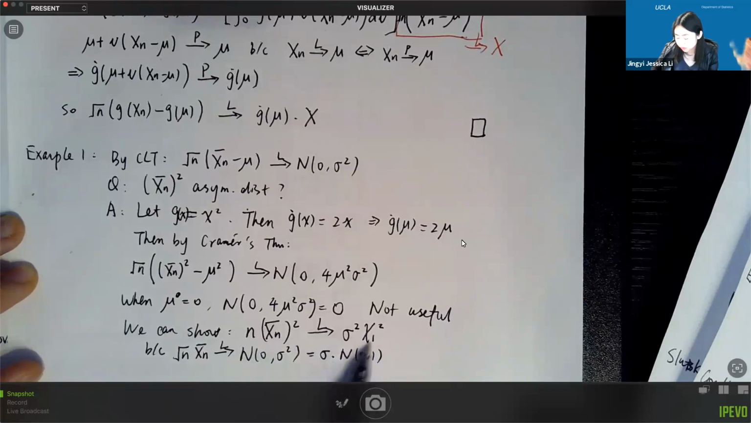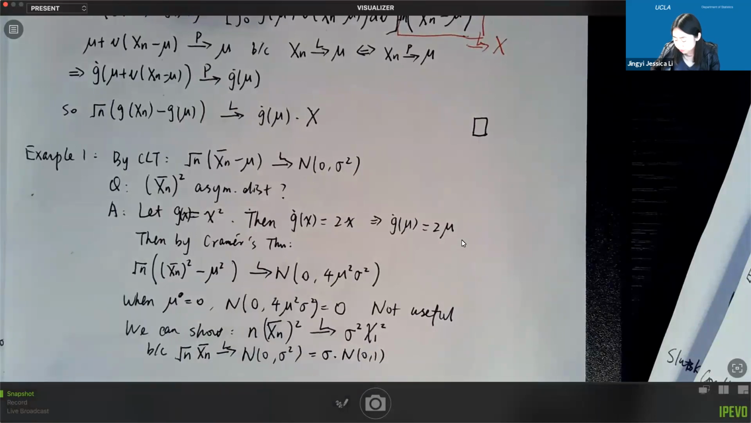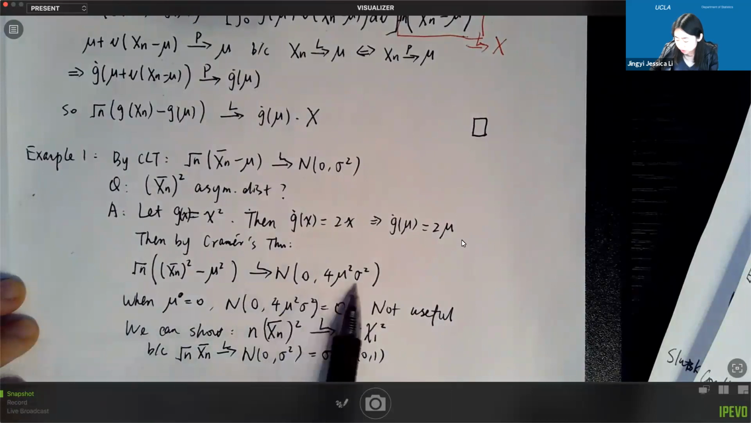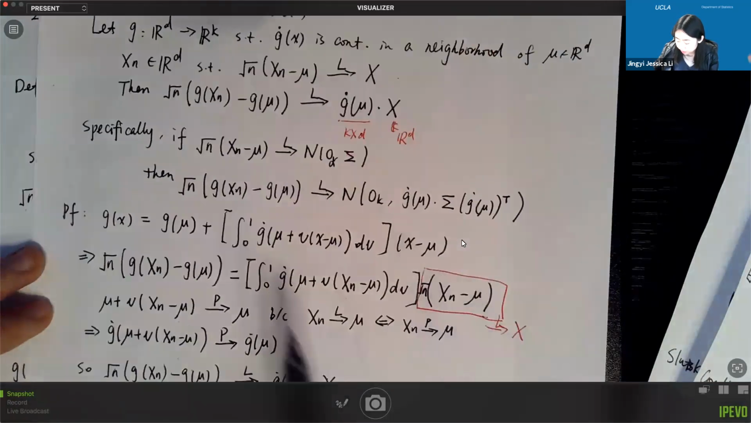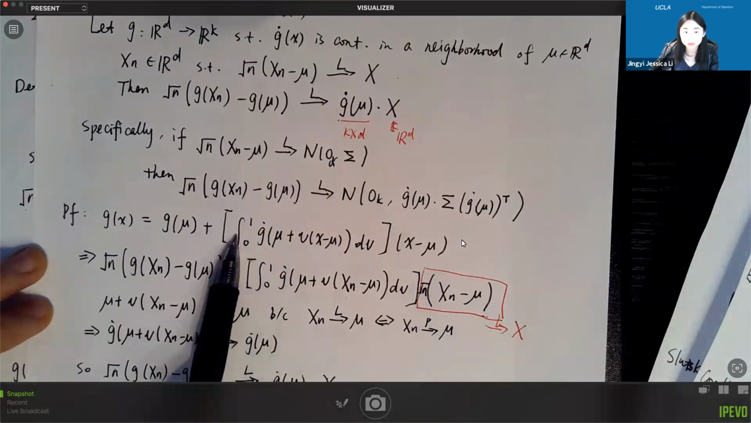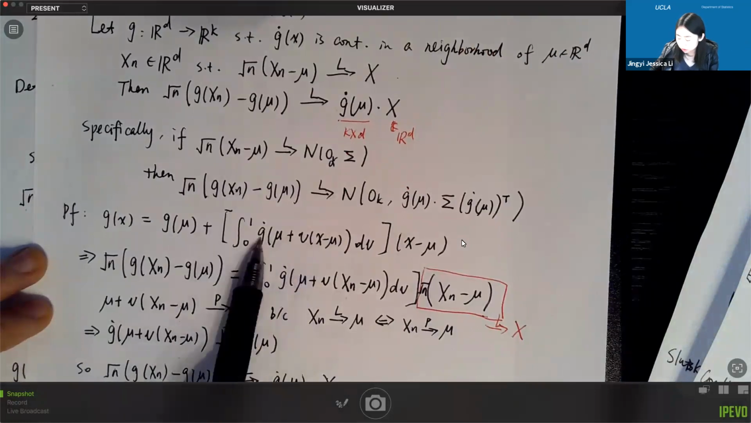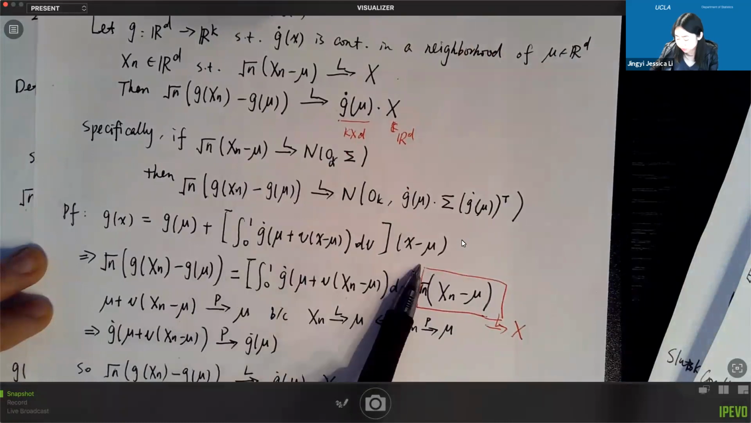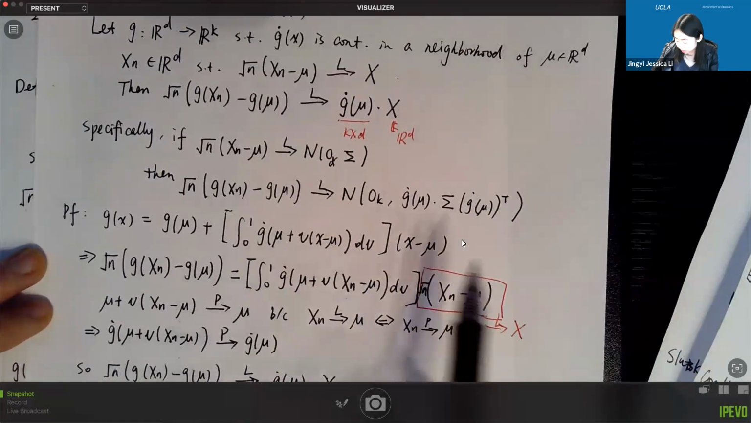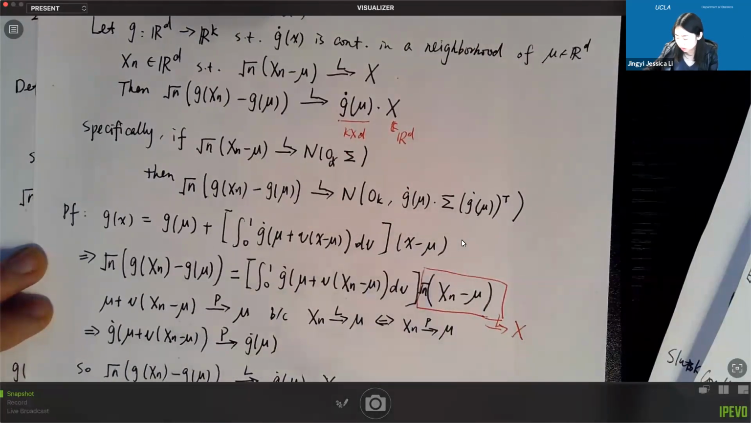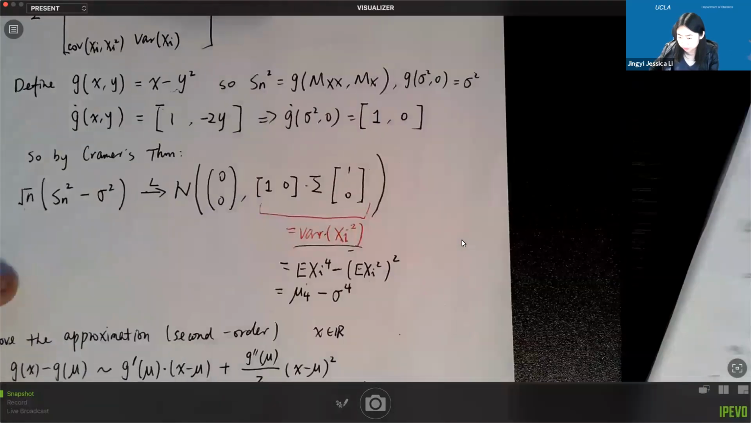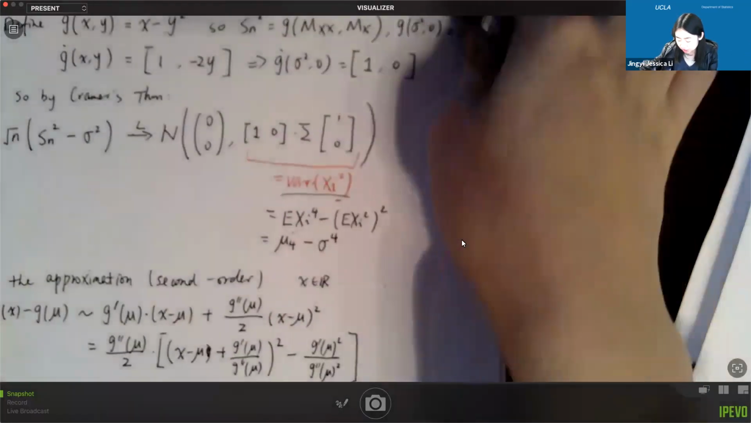Using this, we can have a non-degenerate limiting distribution that becomes a scaled chi-square 1 random variable. So this is a special case where we showed that if we have this first order approximation, because in the proof of Cramer's theorem we are basically using the mean value theorem, that's a first order linear approximation. If this does not work well, then we need to go to the second order. And here is where we stopped last time.